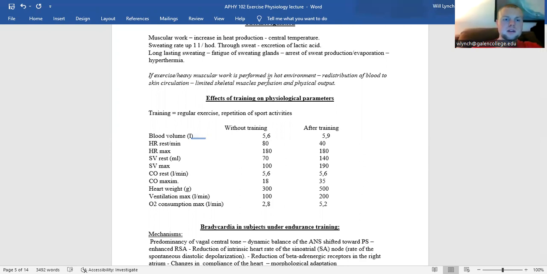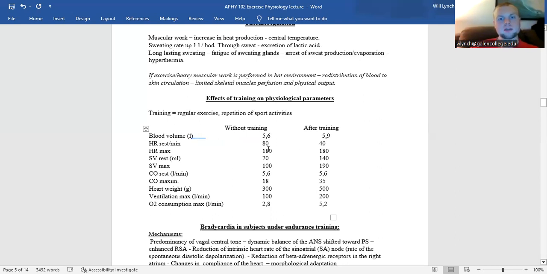So here are a couple of effects of training on physiological parameters. Training is defined as regular exercise or repetition of sport activities. For blood volume, normal blood volume is going to be about 5 to 6 liters or so in a non-trained person. After training, we could have up to 9 liters of blood if necessary. Heart rate, again, this is going to be a little bit on the extreme end, but without training, someone's resting heart rate could be around 80. After training, we could get down, maybe not to 40, but maybe 60 or 50.